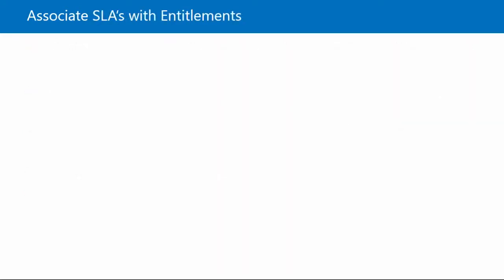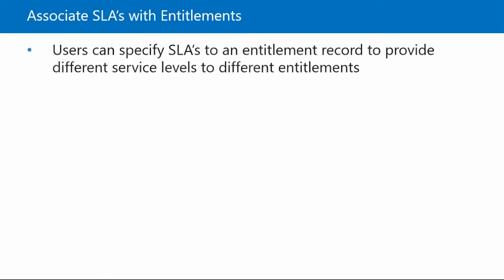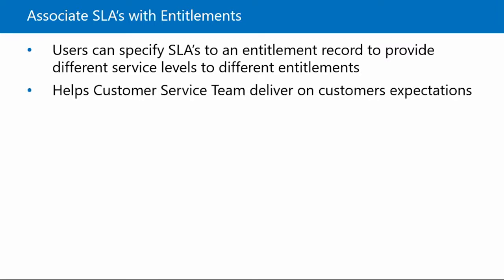tablet. You can specify service level agreements, or SLAs, to an entitlement record to provide different service levels to different entitlements. SLA and entitlements help your customer service team deliver on your customers' high expectations with configurable and measurable service level agreements. If you choose to, you can associate the appropriate service level agreement to an entitlement.